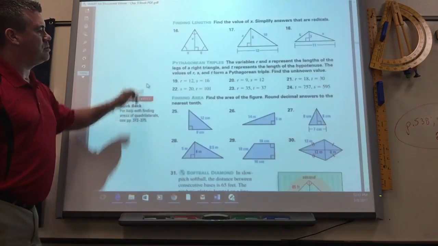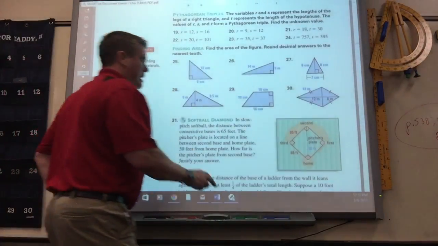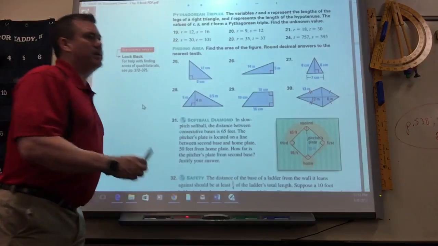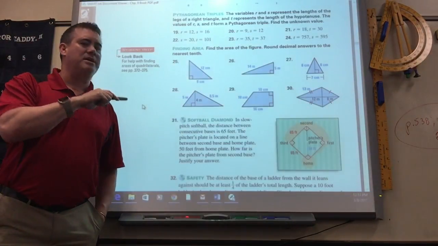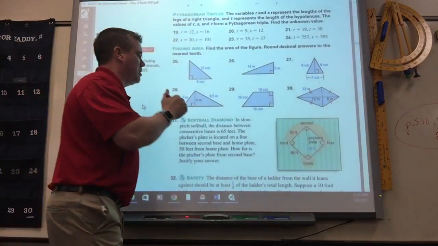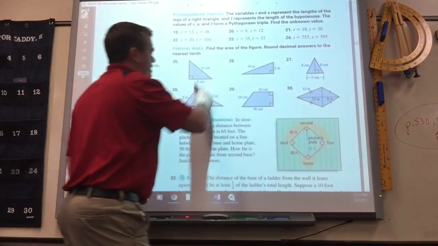Now I got to show you, in case you forget. Tomorrow you can work on these in class. Okay? So you might want to write this down or go back and look at it, because I'm going to be gone tomorrow. These areas are triangles.